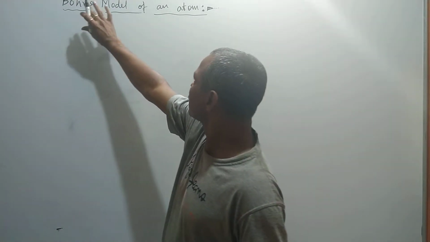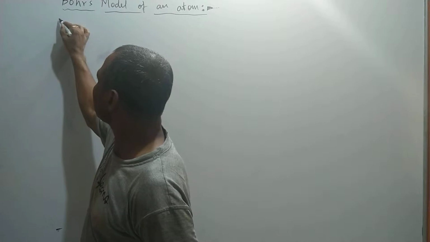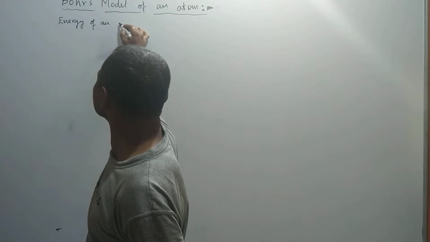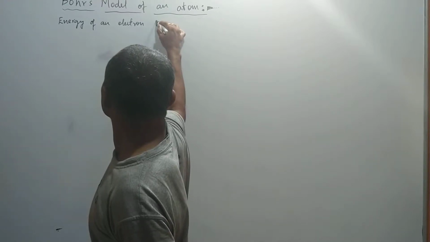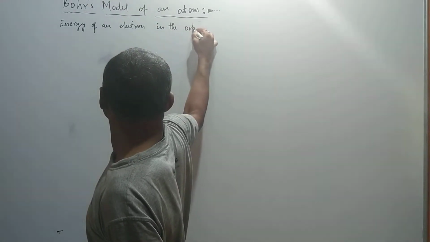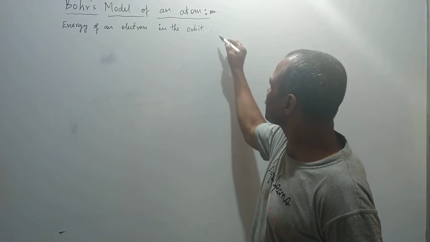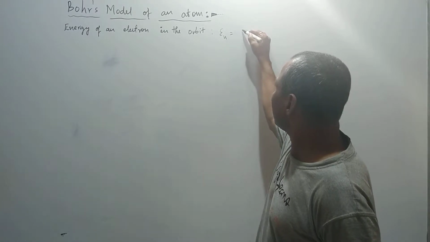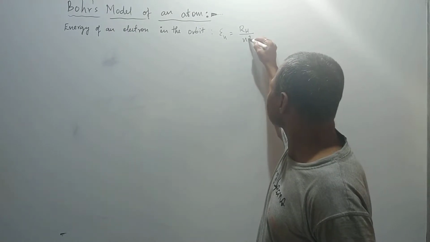Hi guys, in continuation of the previous video, the Bohr's model of an atom, for which the energy of an electron in the orbit, that means the respective orbit, is given by the expression En is equal to minus Rydberg constant divided by n square. It is a negative value.